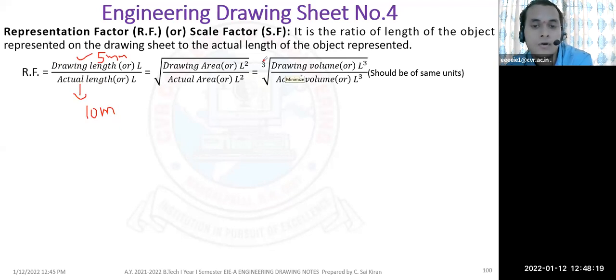Roll number 43, I'll be sending the sheet 4 notes in our WhatsApp group or in the Google Classroom. I'll share these notes so that you can take them.